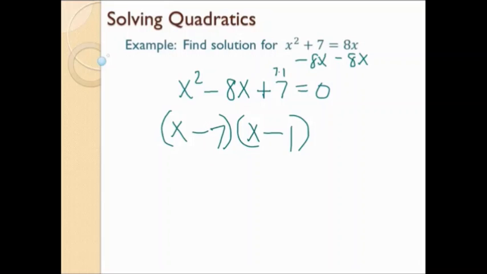So I want to set each of those factors equal to 0. So x minus 7 equals 0. So add 7 to both sides. X equals 7. And I say x minus 1 equals 0.